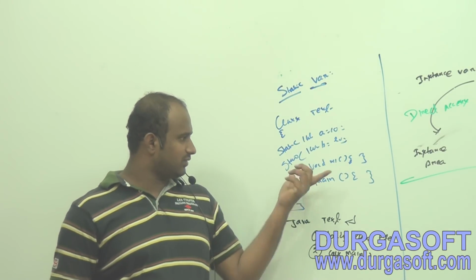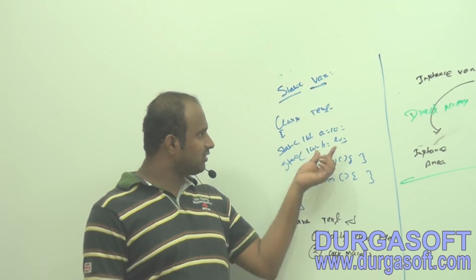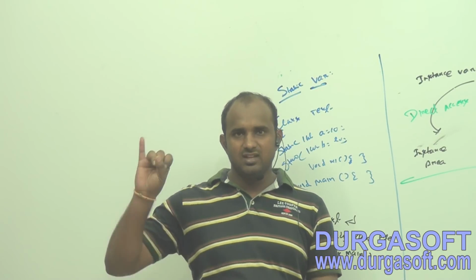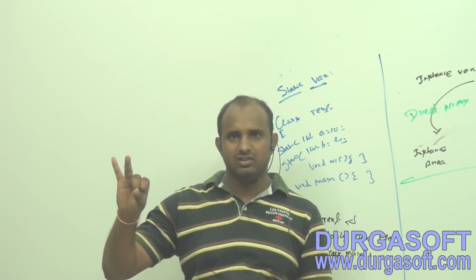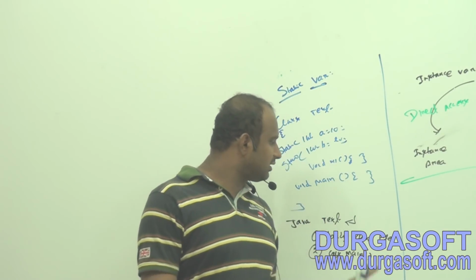Clear? Good. That is the information on static variable. What is the scope of the static variables, Ratan? The scope is obviously within the class. Local is within the method, instance is within the class, static is also within the class. That is the information about your static variable.